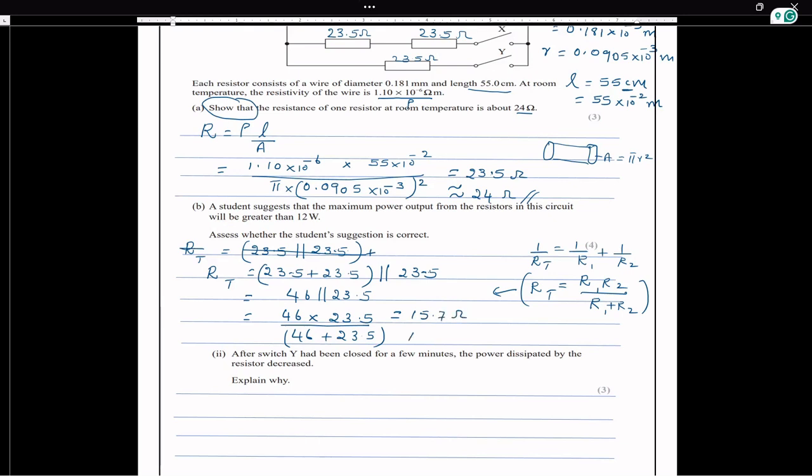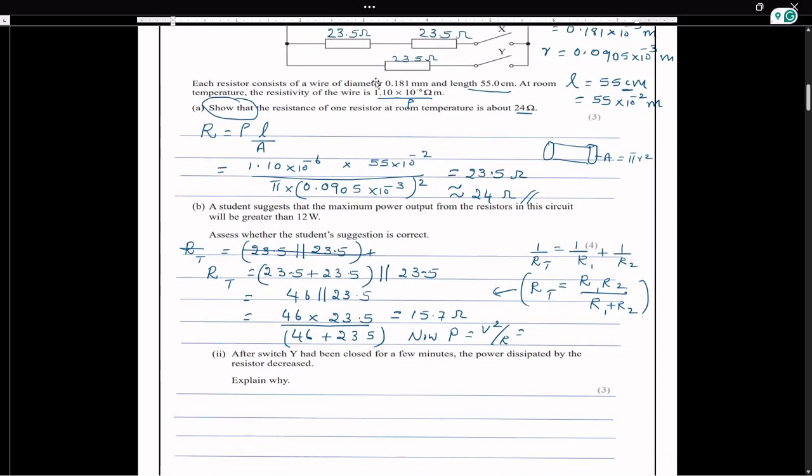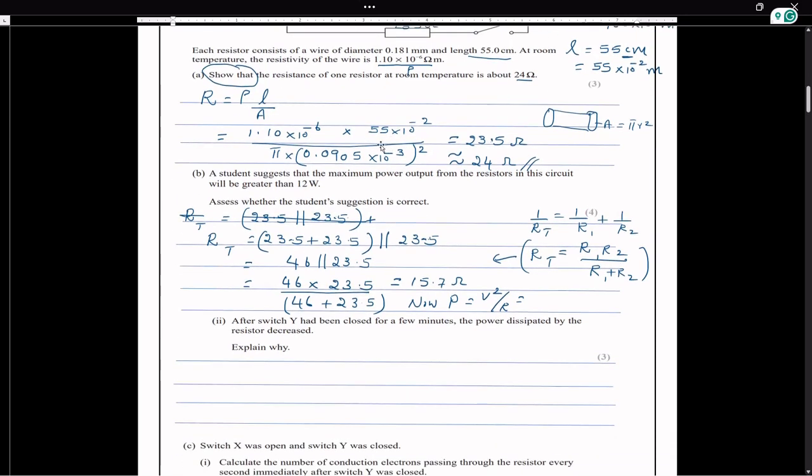Now let us calculate the power. P equals V squared over R. On substitution, the battery voltage is 12, so across both the branches 12 volts appears because it is a parallel connection. So this will give 12 squared over 15.7, which is 9.2 watts. This is the power dissipation.